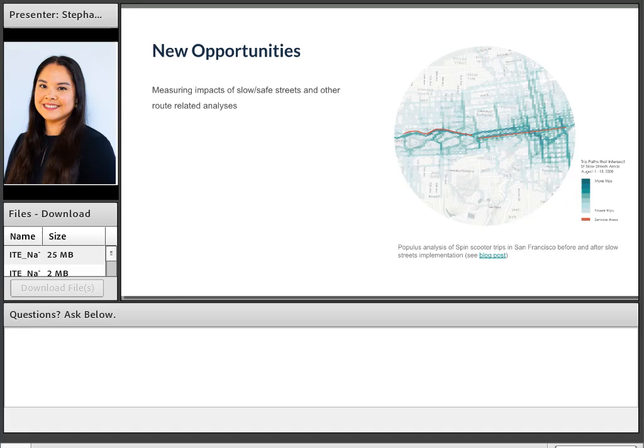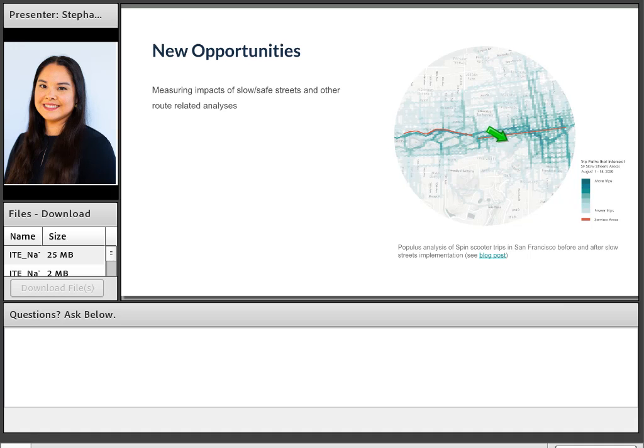Oh, it's not switching. There are two images that it's supposed to switch between. Essentially, we worked with Spin to look at scooter trips in San Francisco in 2020, where we were comparing March 2020 to August 2020. And in that time, San Francisco had implemented some flow streets.